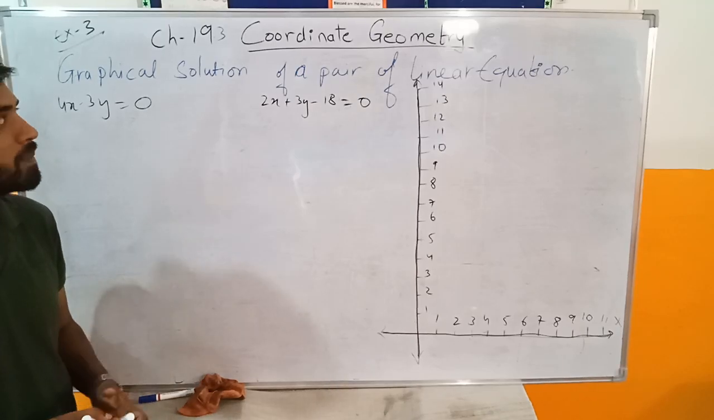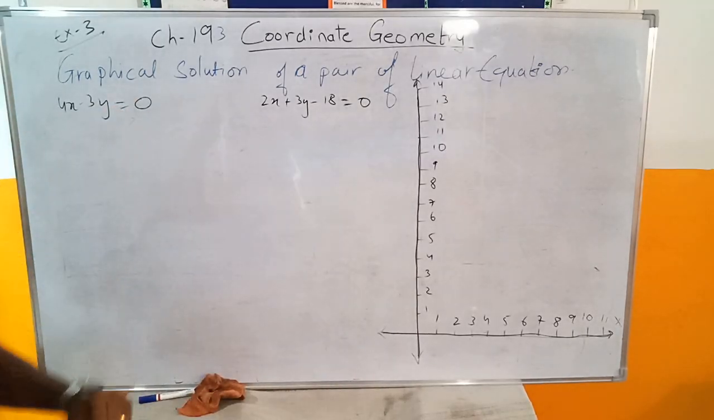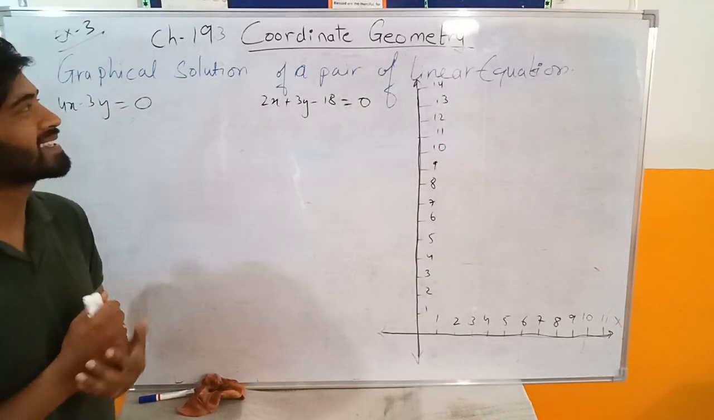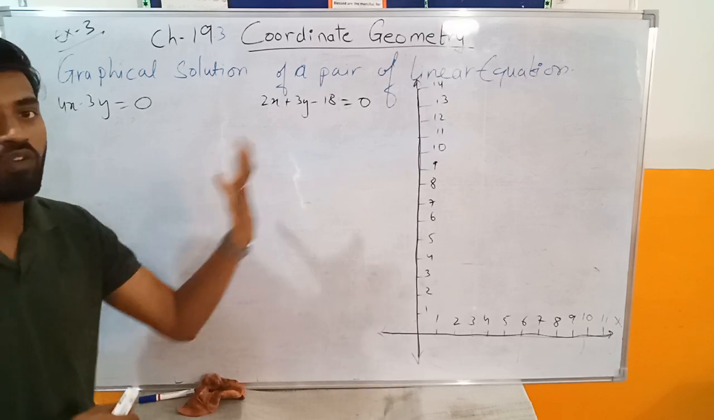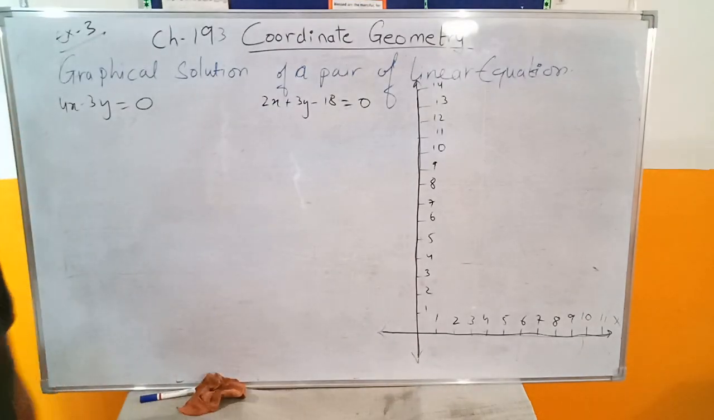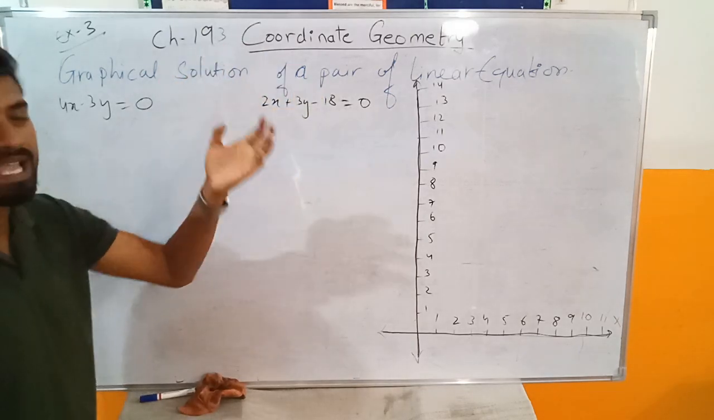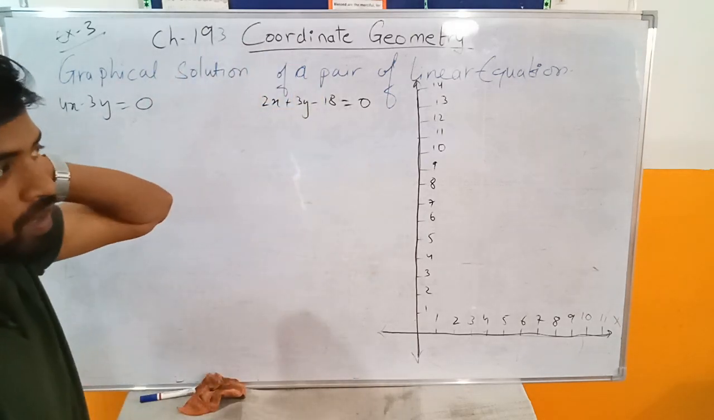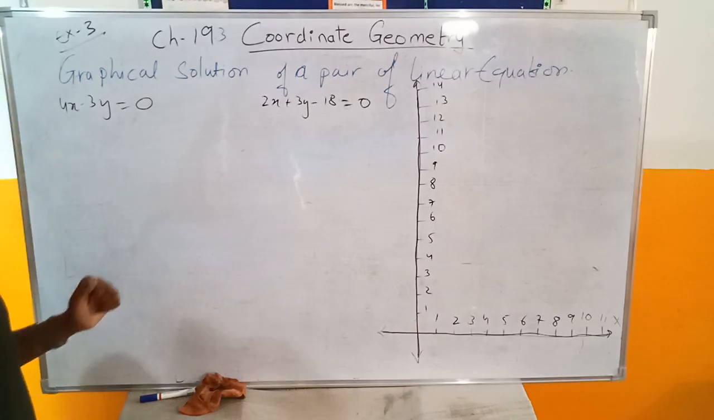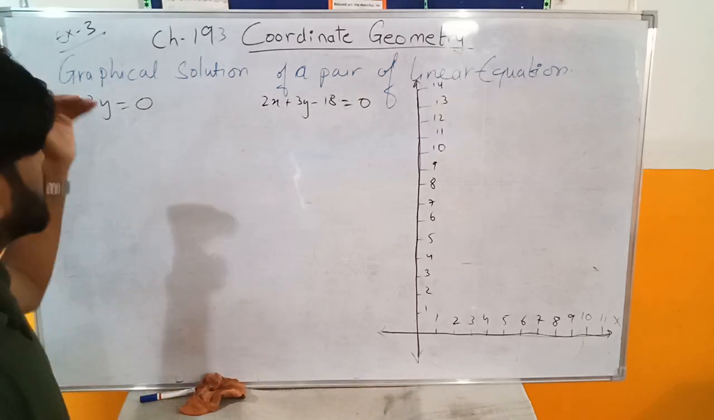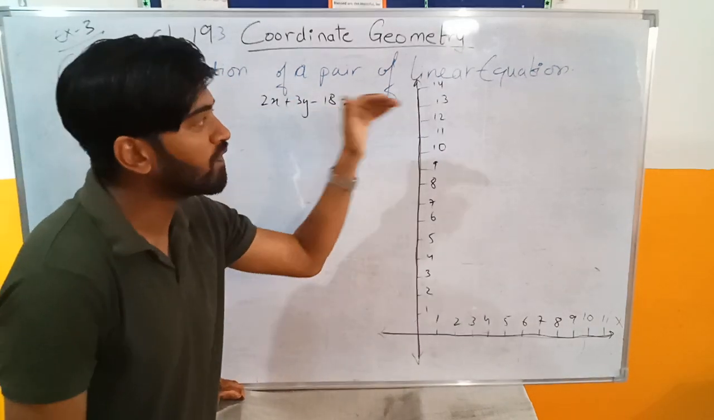Hey, good morning everyone. Today we are going to study from exercise 19.3. Before we go to the exercise, I'll be helping you understand what coordinate geometry is and what this exercise 19.3 is related to. Exercise 19.3 is related to the graphical solution of a pair of linear equations.